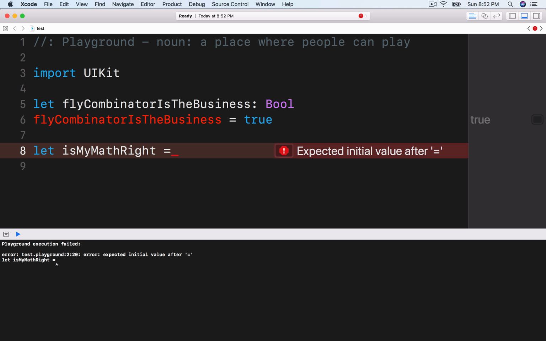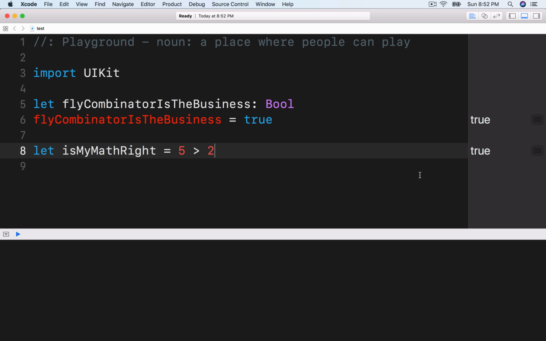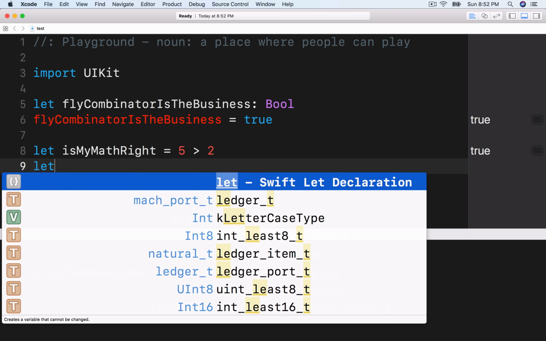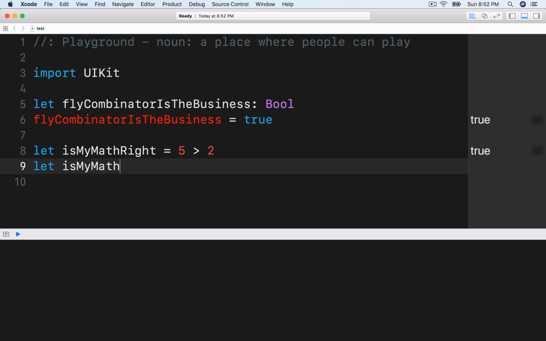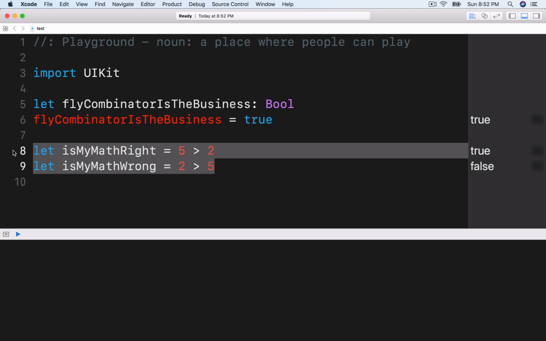So is my math right? 5 is greater than the number 2. It's true. Is my math wrong? 2 is greater than 5. All right, false. 2 is not greater than 5. So these might not be worded the right way, but that's how we do it.